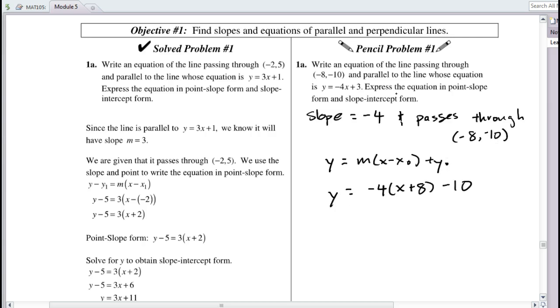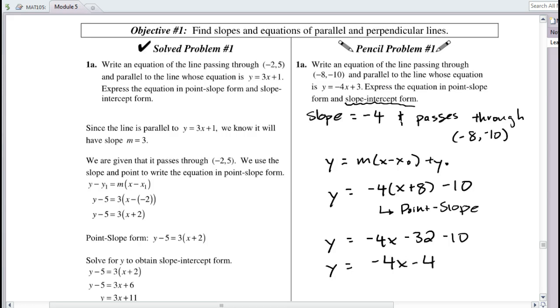Okay, and then don't forget about the second part, slope intercept, that basically is code for solve for y. So this is, again, the point slope. And to do the slope intercept, we do y equals -4x minus 32 minus 10. We have to distribute. And then we combine the like terms, y equals -4x minus 42. And this is called the slope intercept, the y equals mx plus b form.